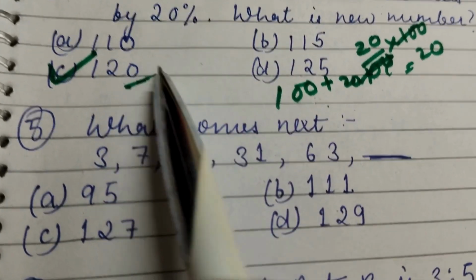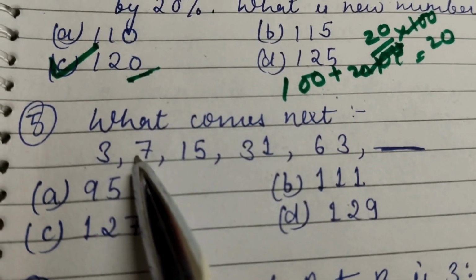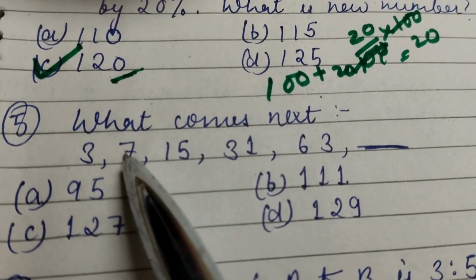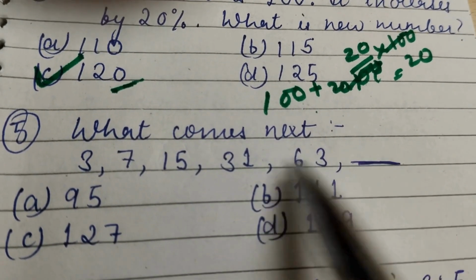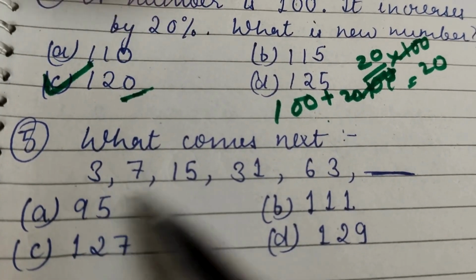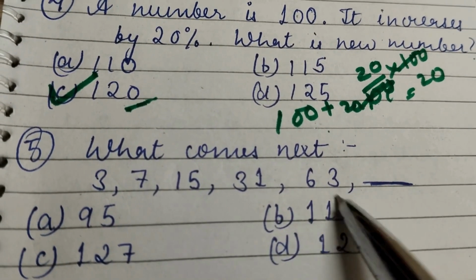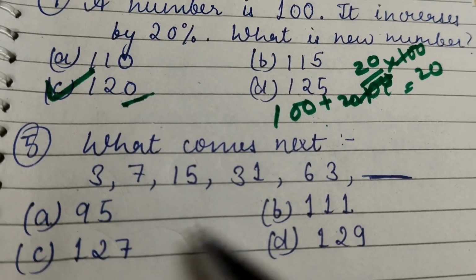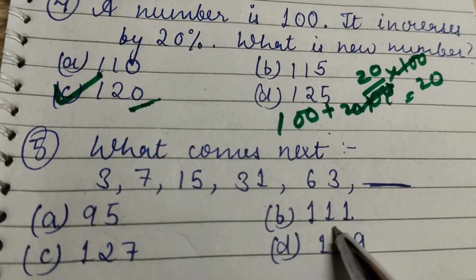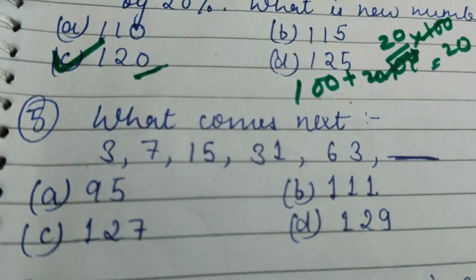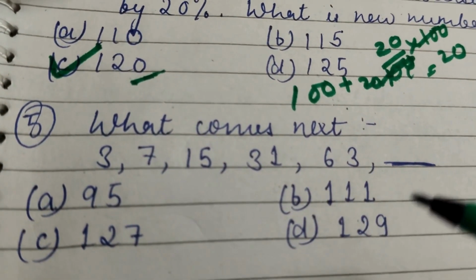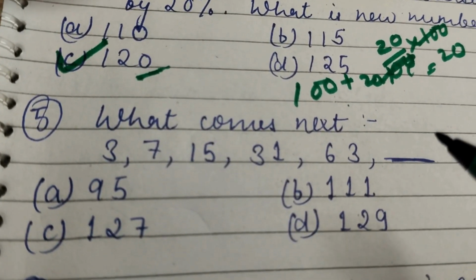What comes next in the sequence? 3, 7, 15, 31, 63, dash. A 95, B 111, C 127, or D 129? So think about this. What do you think will come next?